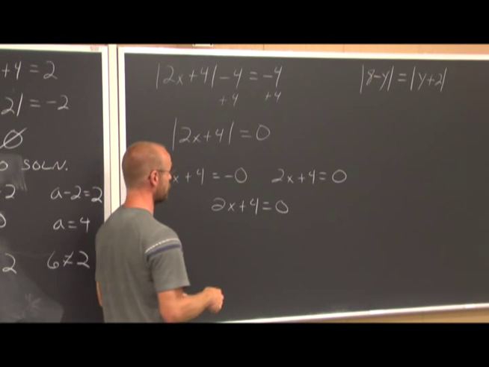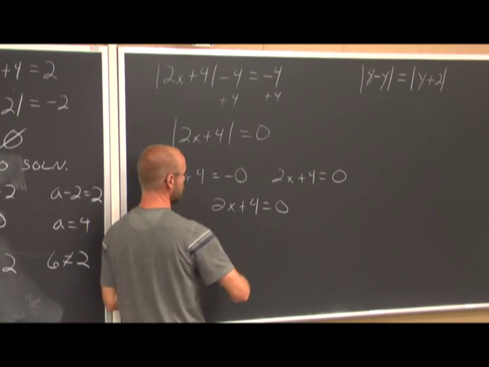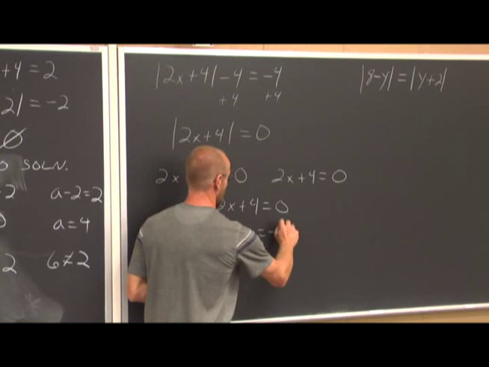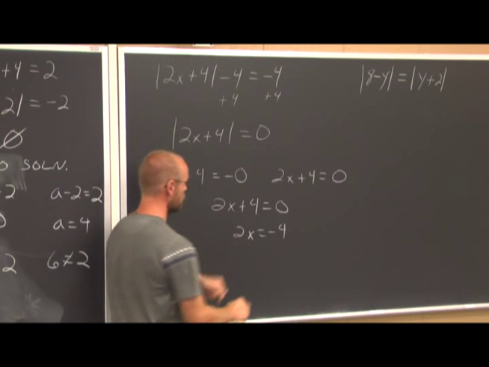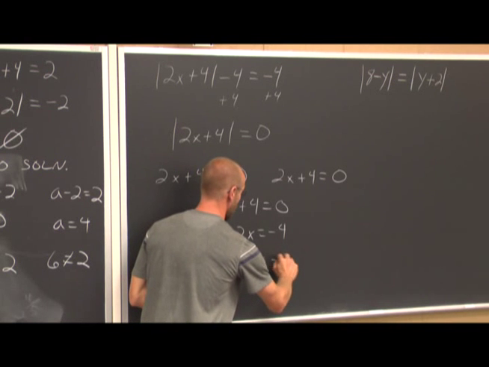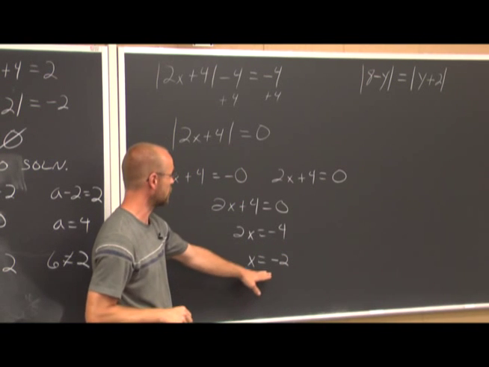So 2x plus 4 equals 0. Here I can subtract 4, and I can divide by 2 to get x all by itself. Negative 4 divided by 2 is negative 2.